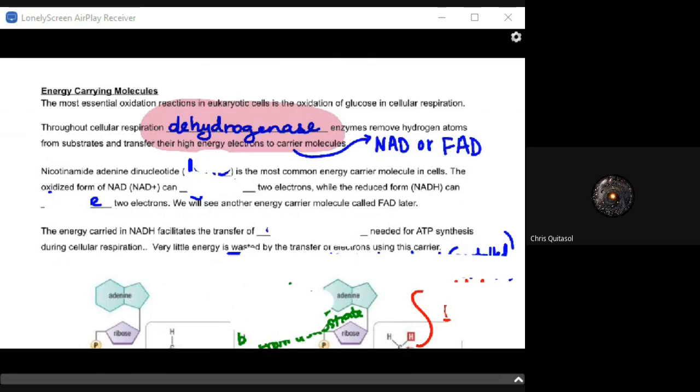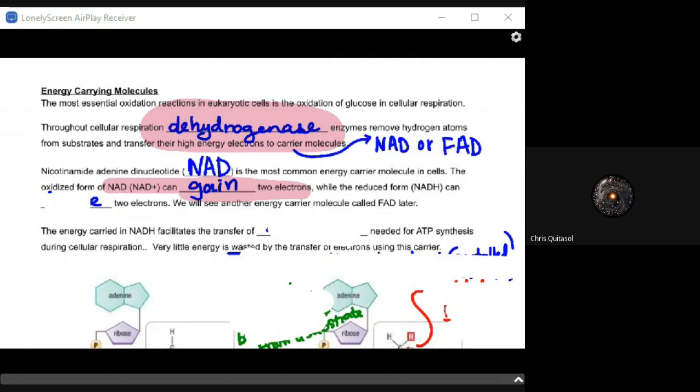But this NAD, or nicotinamide adenine dinucleotide, or NAD for short, because it's a bit of a mouthful to say every time, is the most common carrier of energy for any molecule in a cell. So NAD is going to be the most abundant electron carrier within cells. The oxidized form of NAD is NAD+, and it can gain 2 electrons. So this is quite important: NAD can gain 2 electrons.